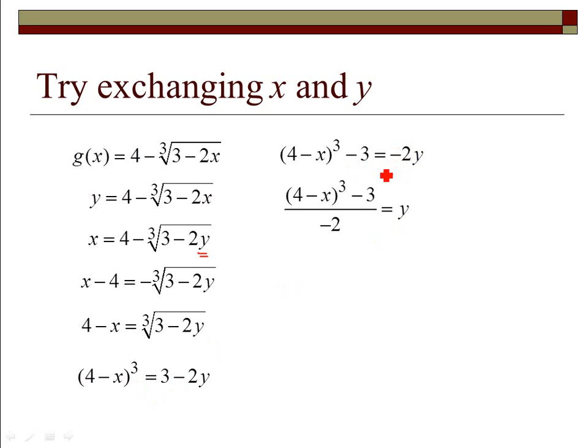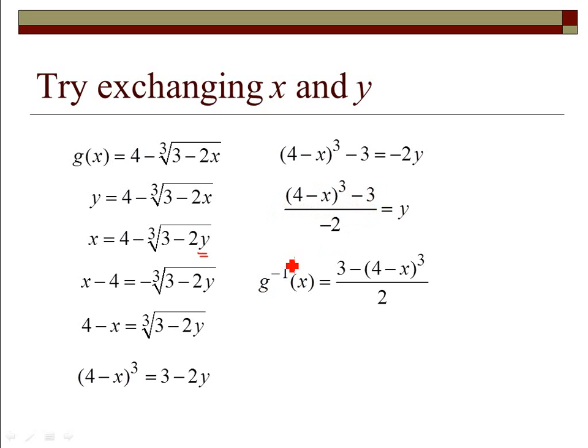And you might be okay with this, but it's a little awkward with having a negative on the bottom. So I'm going to multiply top and bottom by negative 1. And that will give me negative parentheses 4 minus x cubed plus 3. Well, since the 3 was positive, I'll rewrite it as 3 minus 4 minus x cubed over 2. Then I have my inverse.